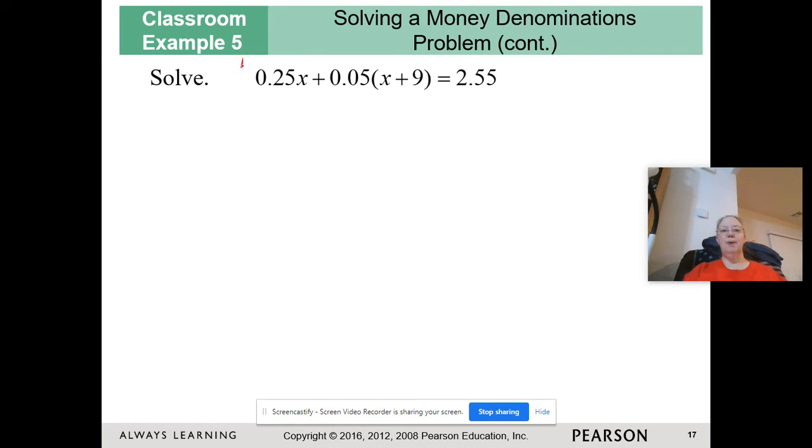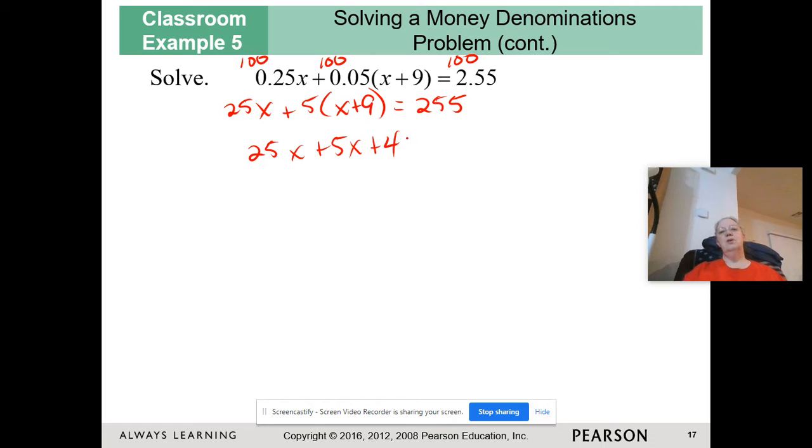So again, we're going to multiply by 100 to get rid of the decimals. And that gives me 25x plus 5 times x plus 9 equals 255. Distribute the 5. Don't forget to multiply the 5 times the 9. Combine like terms. And not yet. We're going to subtract the 45.